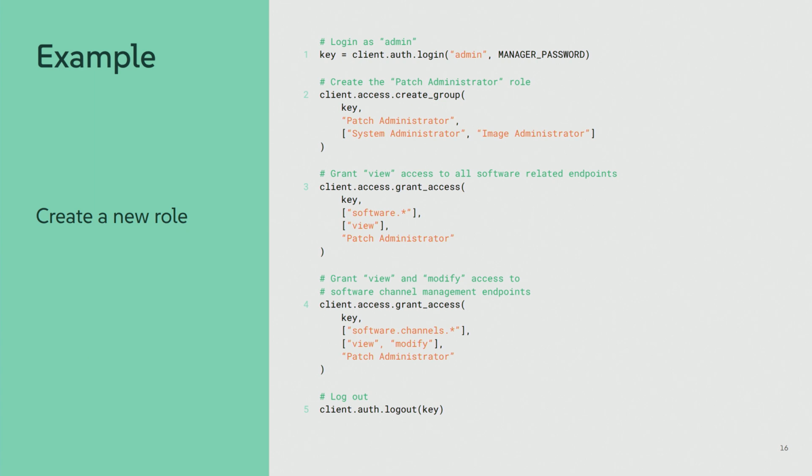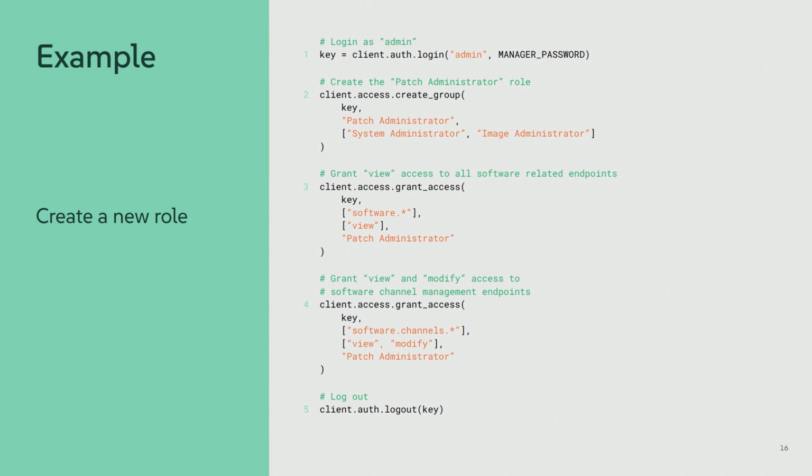So here, the steps are pretty simple. The step labeled as 1 is the same kind of login thing that we already saw. And in the second one, I'm calling the API endpoint access.createGroup to create a new user group. The first argument is the session key, which will always be there, so we can ignore it from now on. After that, there comes the name of the new group that I called patch administrator. And in the third argument, I have a list of existing system groups that I want to inherit the roles from. And there are system administrators and image administrators. So I want the patch administrator to have everything that those two have.